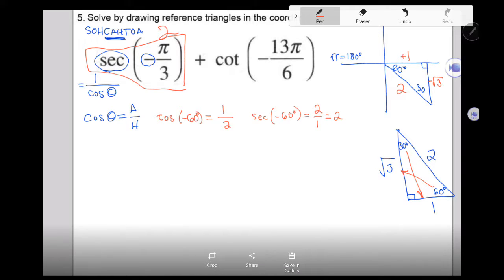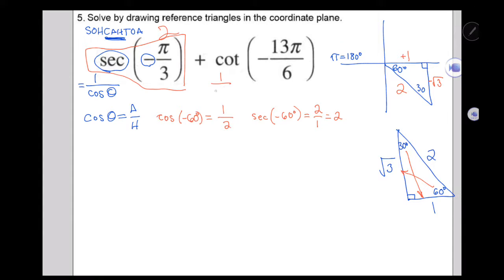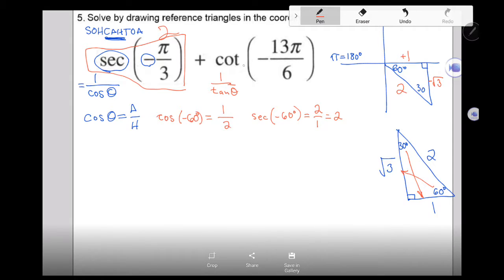So 2 plus what? Well, let's see. The cotangent, and I hope that you think about the cotangent as being 1 over the tangent of theta. If you look at your notes, you'll see that cotangent is related to 1 over tangent. So we're going to find the tangent of this angle, and then we're just going to flip it like we did the 1/2 down here. We flipped it and it became 2 over 1. Because we like dealing with cosine and tangent, we don't so much care about secant or cotangent.